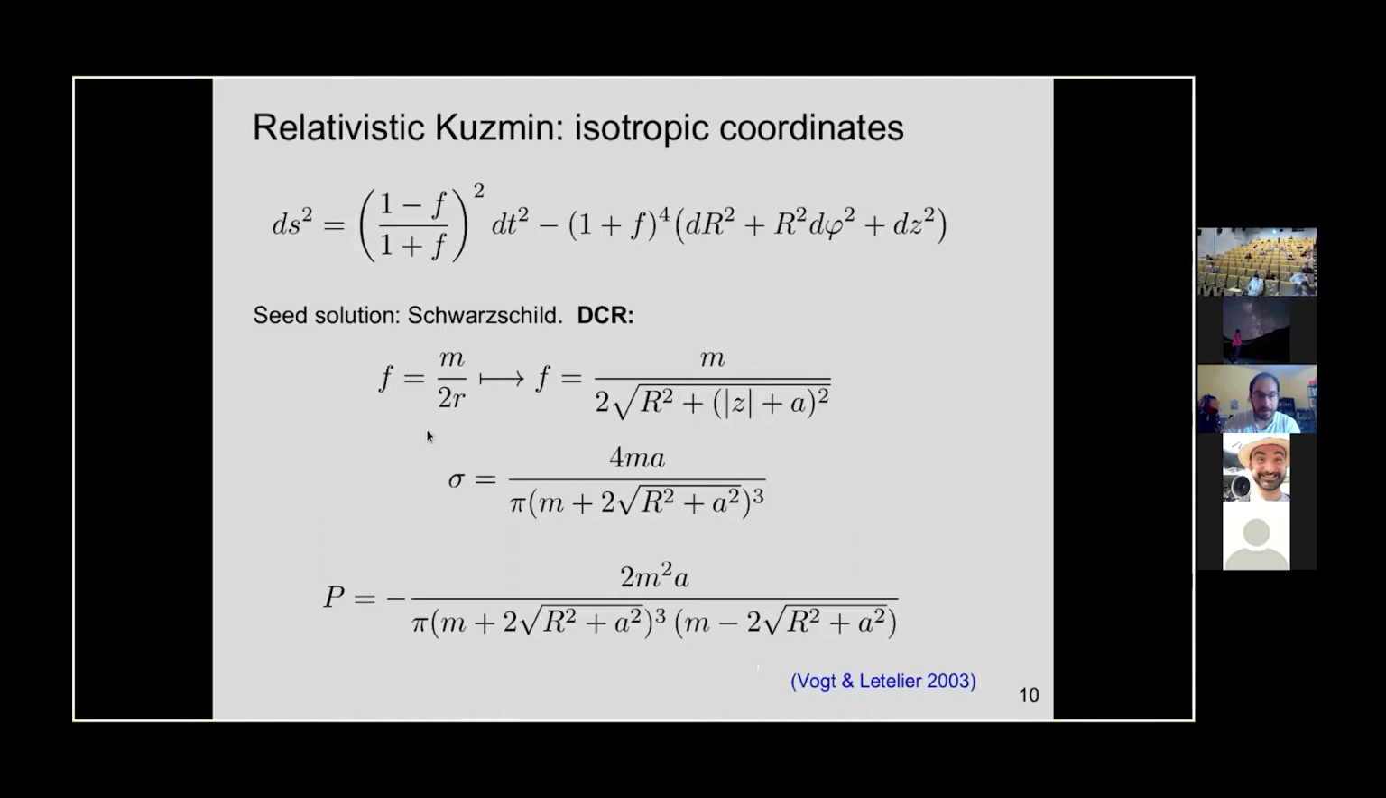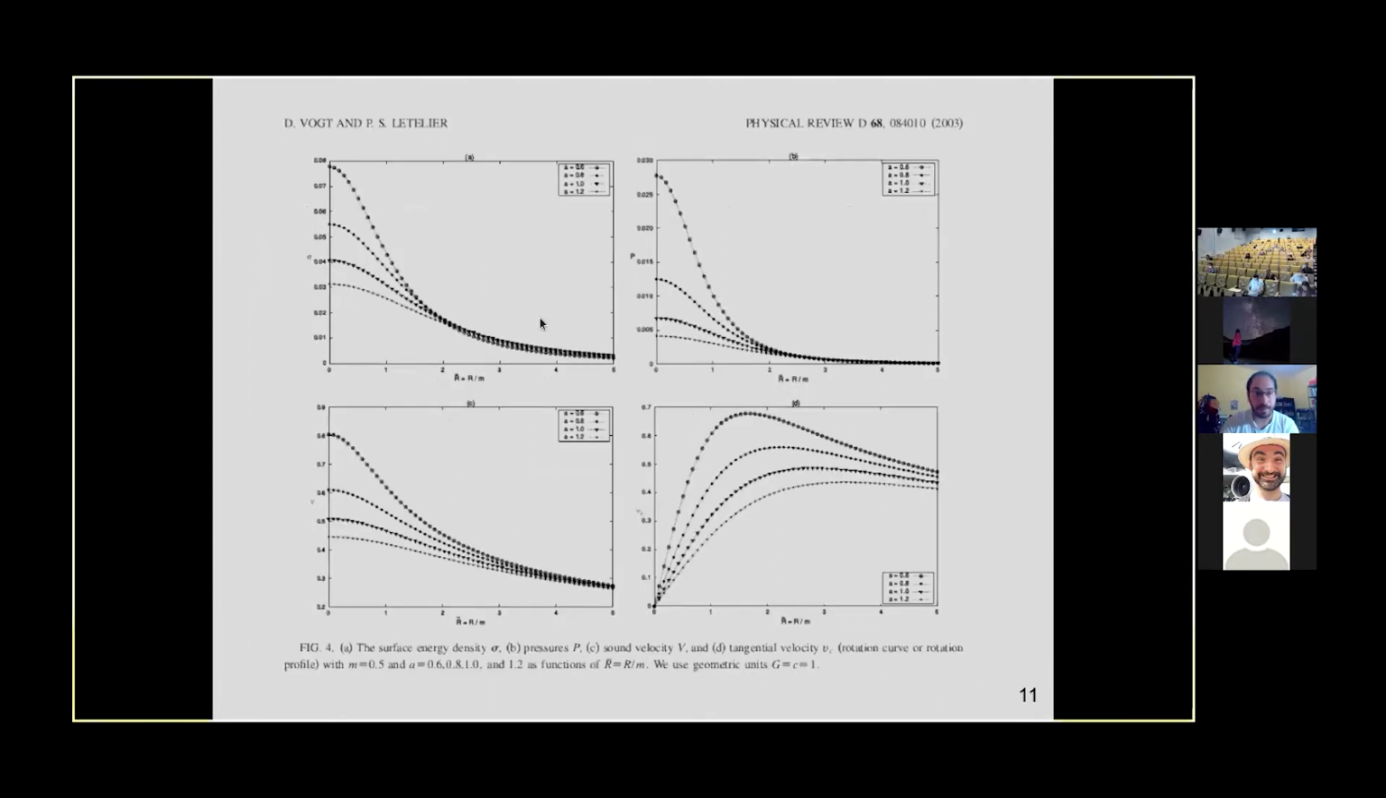People have done it and obtained sigma, density, surface density, and isotropic pressure of the disk. And here you can see plots of sigma and of pressure. So they are alike the Kuzmin model, which I didn't show, but it is something like this. So this is a way of constructing relativistic disks from monopole solutions, in particular generalizing the Newtonian galactic models.